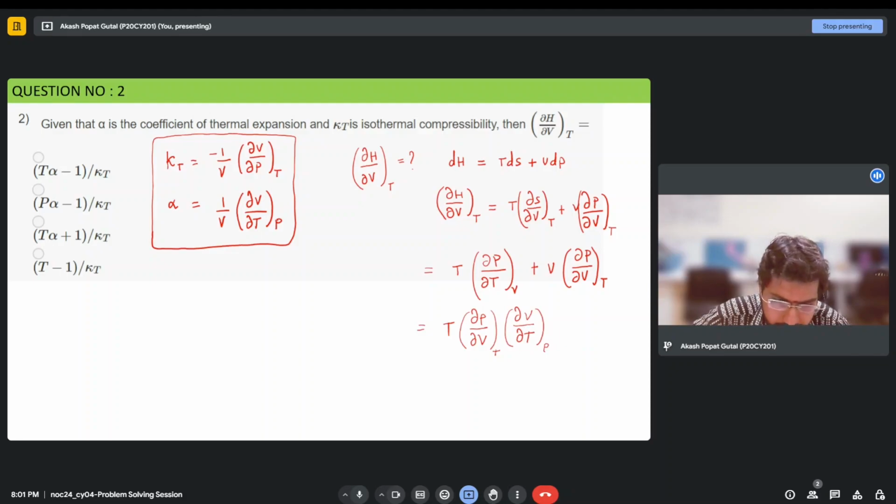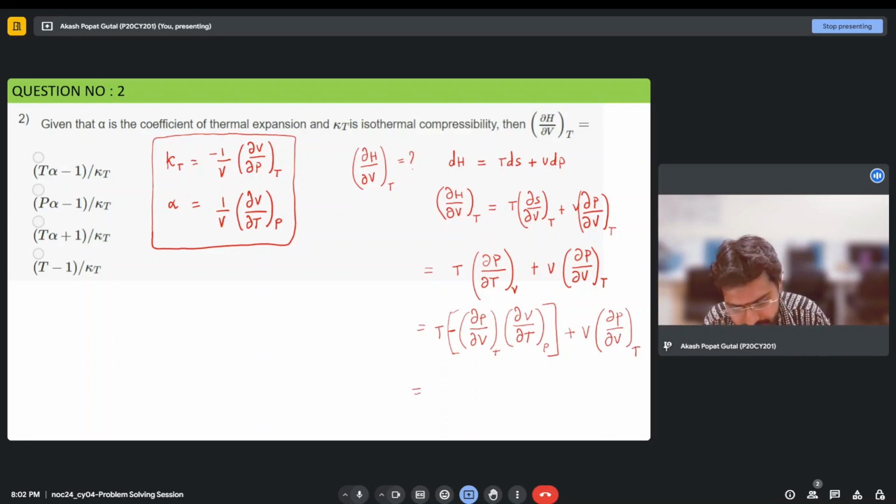Because we are breaking that proportionality and introducing one inversely proportional differential, we need to introduce a negative sign to make the overall thing positive. Because of that, this will be T into negative del P by del V at constant temperature T, times del V by del T at constant pressure P, plus V del P by del V.